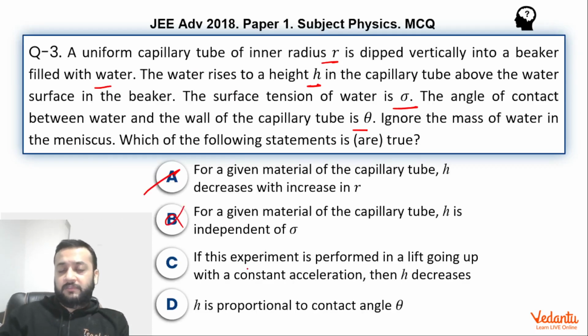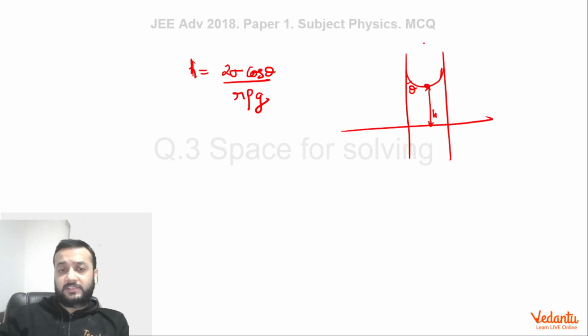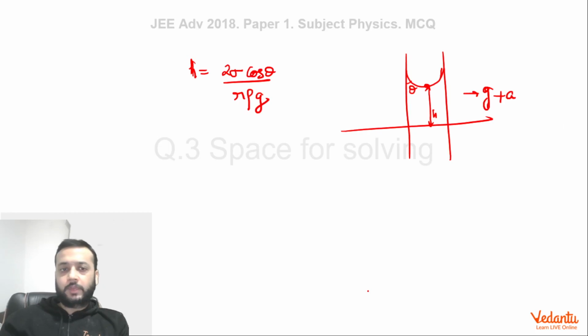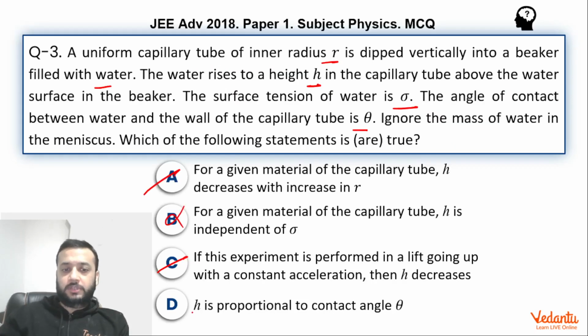If the experiment is performed in a lift going up with a constant acceleration, then h decreases. So if the lift starts going up, then we realize that gravity will become g plus a, and hence the value of g effective will increase, so h will decrease. So option C is right. H is proportional to contact angle theta. This is wrong because h is not proportional to theta. H is proportional to cos theta. So this is wrong.